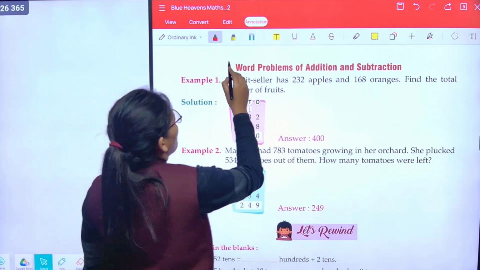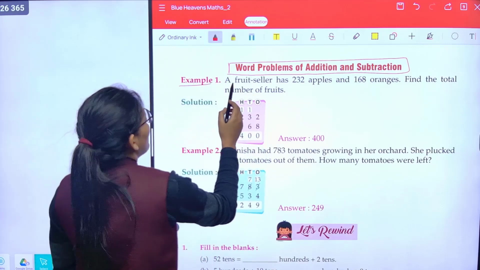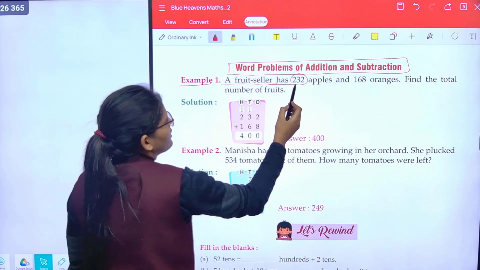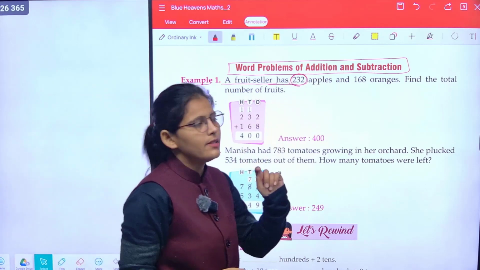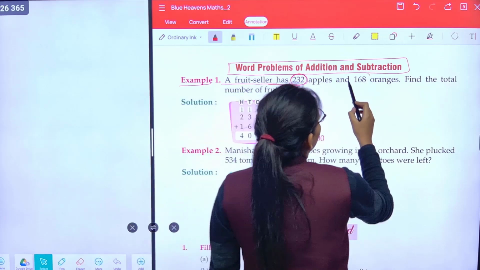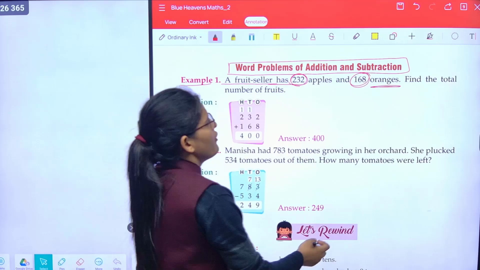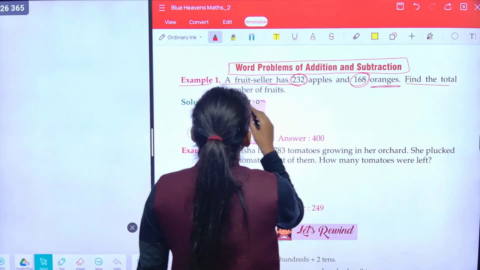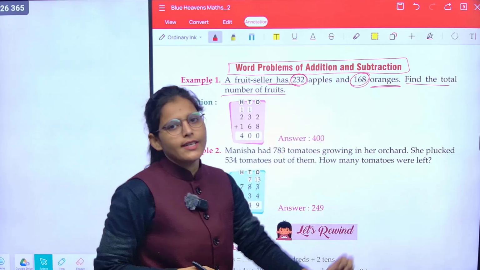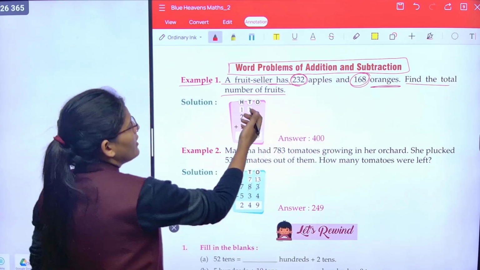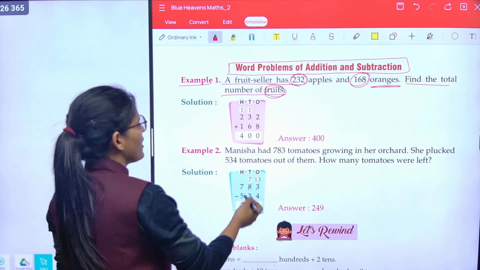Now class, word problems of addition and subtraction. Example number 1, a fruit seller has 232 apples and 168 oranges. Find the total number of fruit. So now we have to add them.